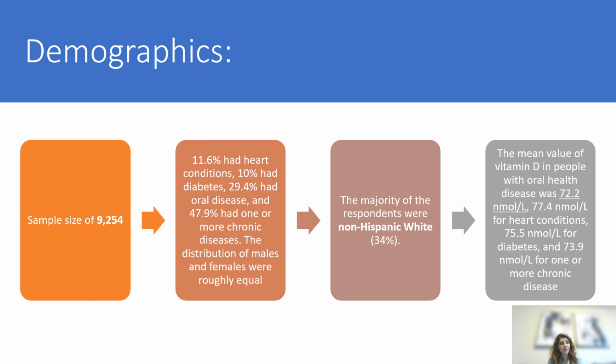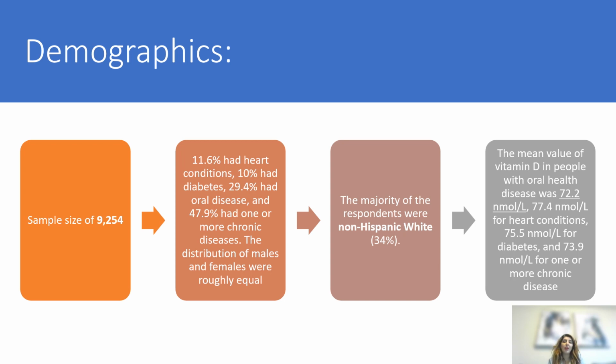Now let's talk about some numbers. Our sample size was 9,254. Out of those respondents, we have 11.6% that had heart conditions, 10% had diabetes, 29.4% had oral disease, and 47.9% had one or more conditions. The distributions of males and females were roughly equal. In addition, the majority of respondents were non-Hispanic white with a percentage of 34.